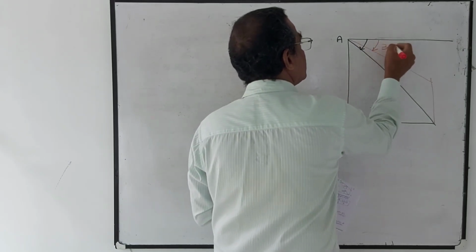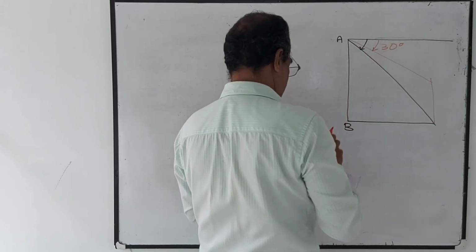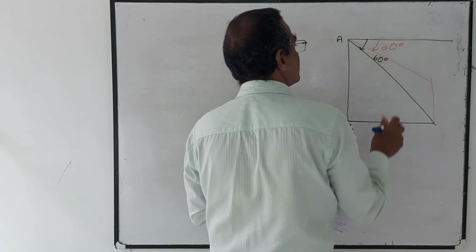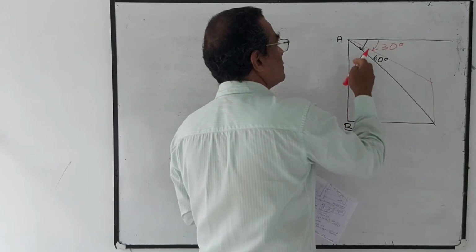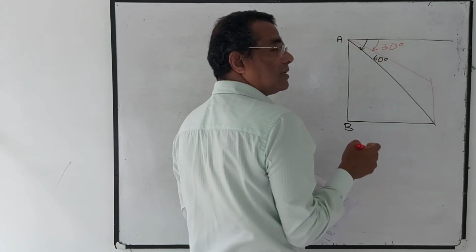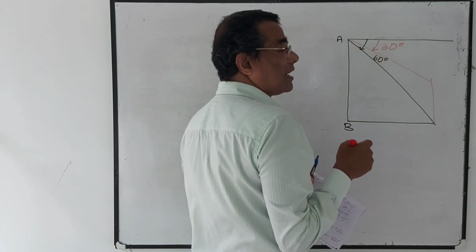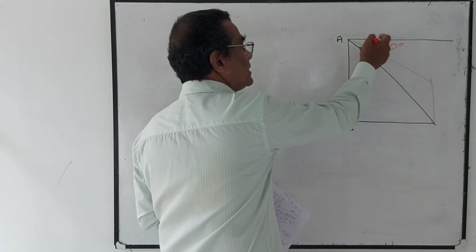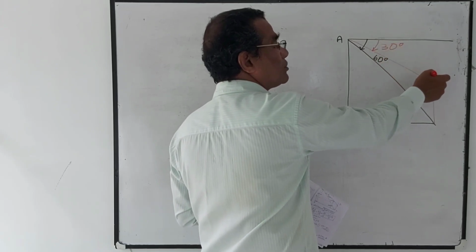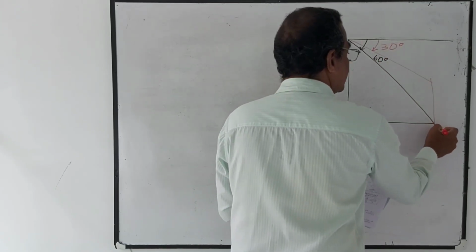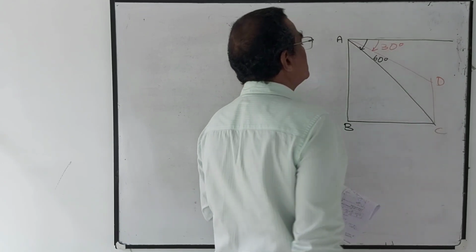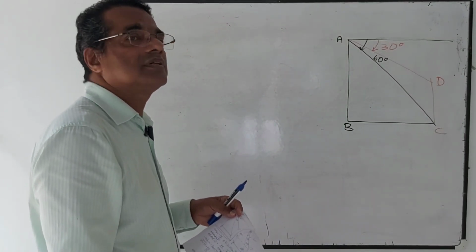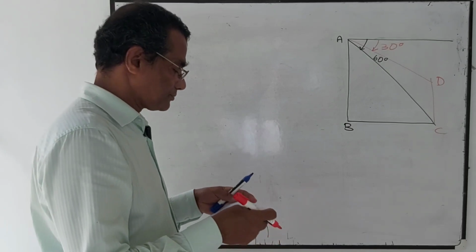This is 30 degree and this angle is 60 degree. The angle of depression of the top and bottom are respectively 30 degree and 60 degree. So 30 degree is the angle of depression of the top of the lamp post CD, and 60 degree is the angle of depression of the bottom of the lamp post CD.